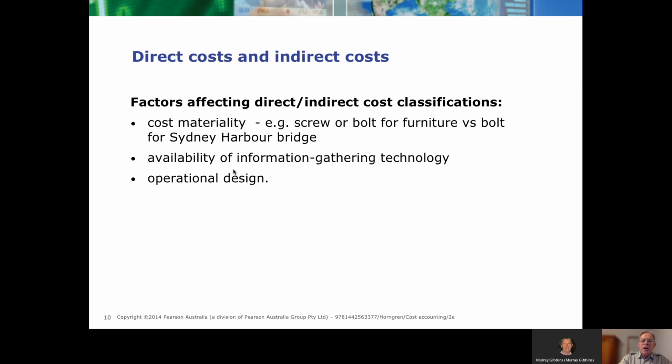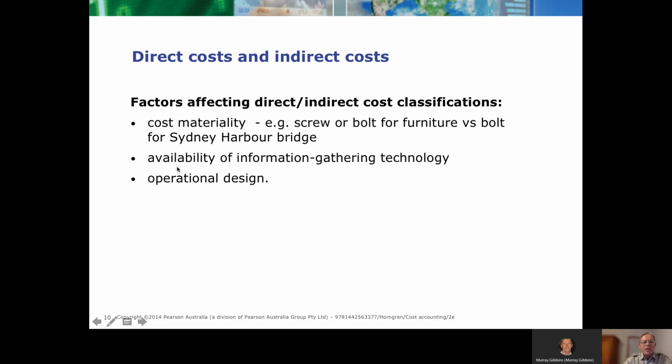Well, what does determine the difference between a direct and indirect cost? It does have a bit to do with how easy it is. Like, what's the value of that material? A comparison here might be a little screw or a bolt for a piece of furniture versus, have you seen those bolts that are holding up the Sydney Harbour Bridge? They're massive, and they'd be several hundred dollars perhaps at the time, 70 years ago, whenever the bridge was built. So it would be definitely worthwhile tracking the bolt for the Sydney Harbour Bridge, but not so much the screw or the bolt for the furniture. So the cost of the item affects whether it's an indirect or direct cost.